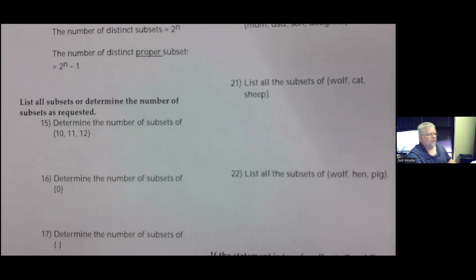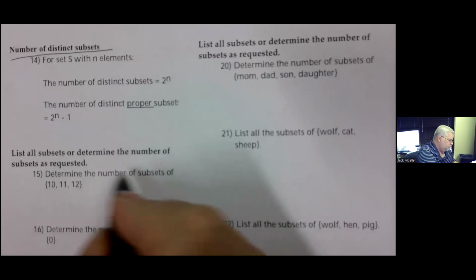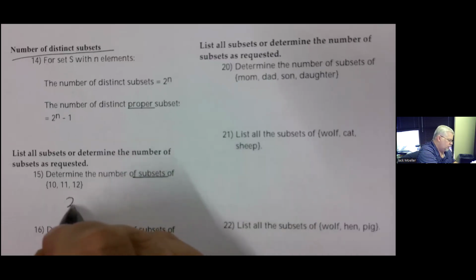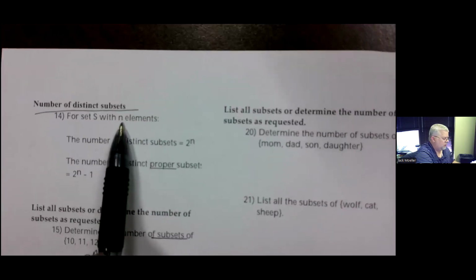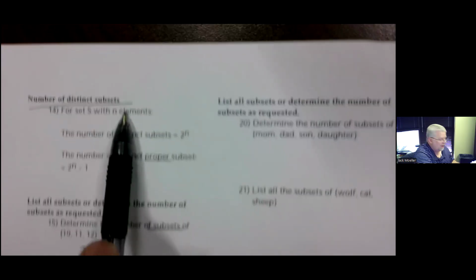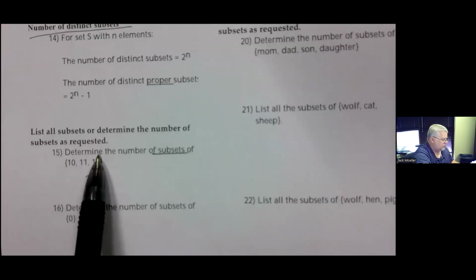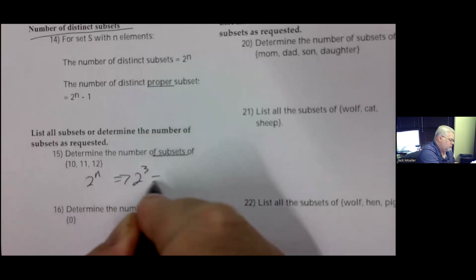All right, so how do we determine the number of subsets in the set 10, 11, 12? Okay, well, we're doing subsets, so we're doing 2 to the n. Well, what's n? We've seen it, a number of n elements. We've seen that before with cardinality. So that's how many elements are in this set. Well, there's 1, 2, 3. So we're doing 2 to the third.